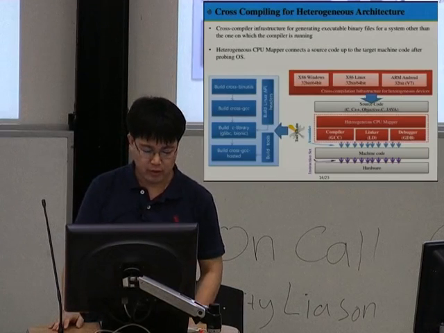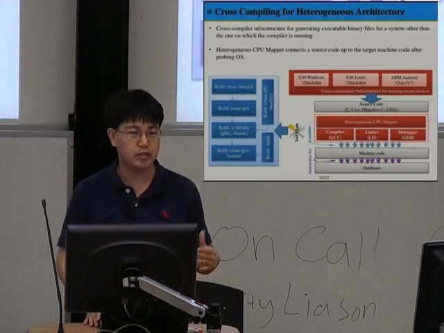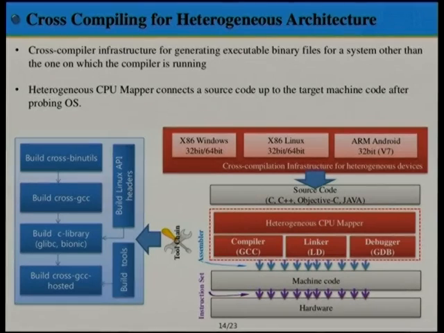Finally, we implemented the cross-compiler architecture for supporting heterogeneous CPU architectures. In this picture, you can see the heterogeneous CPU mapper locations. We implemented the cross-compiler architecture with open-source-based cross-compiler technology. In this picture, the heterogeneous CPU mapper connects the source code to the target machine code after recognizing the operating system.